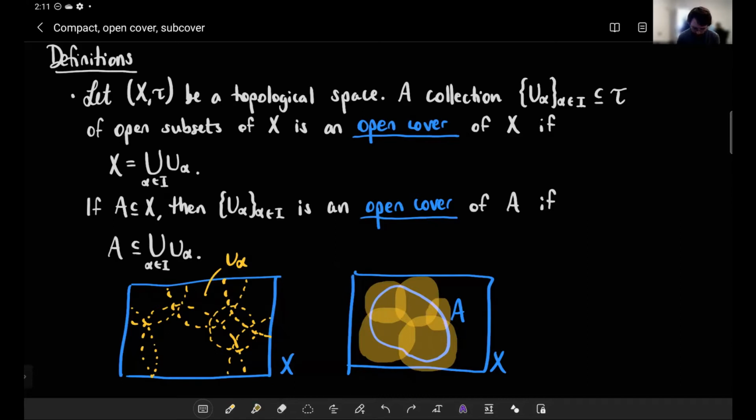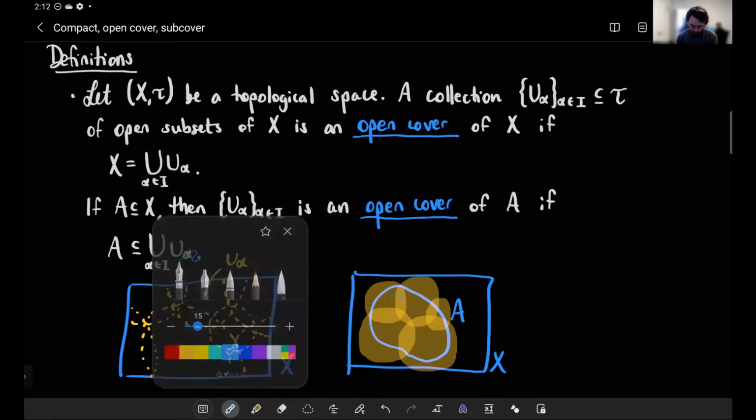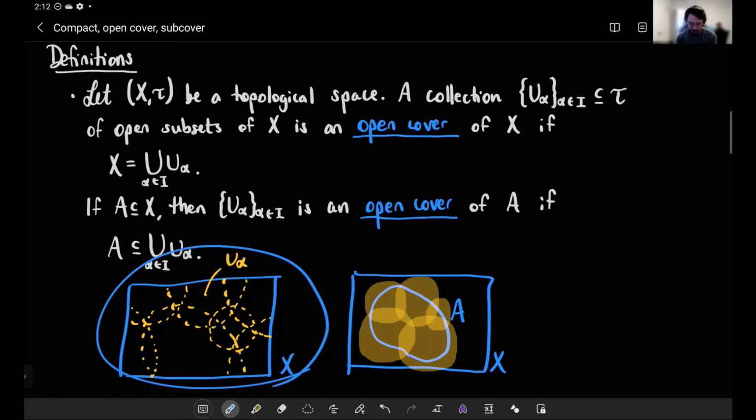And so the condition there is A just has to be contained in the union, maybe not equal to it. If you wanted to think about the subspace topology on A, then you could intersect each of these open sets with A, and then you would get back to the previous definition. But it's fine to write it like this for just some subset A of your space X. But most of the time we'll be dealing with just an entire space, so no big deal. So that's what an open cover is.